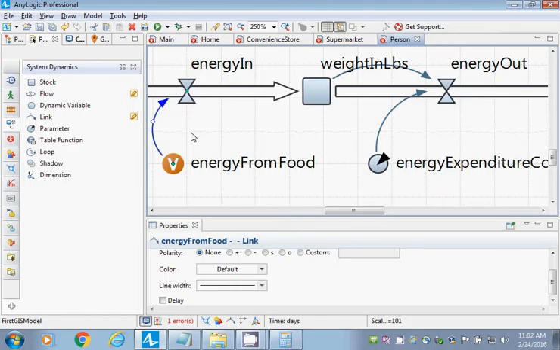So if energy in equals energy out, the stock will be unchanged. If energy out is greater than energy in, the stock will be declining. If energy in is greater than energy out, the stock will be rising. This is like the flow into your bathtub, this is like the flow out. If the flow in is faster than the flow out, and gallons per minute coming in is faster than gallons per minute going out, the bathtub will be rising. And so it is with this weight in pounds.